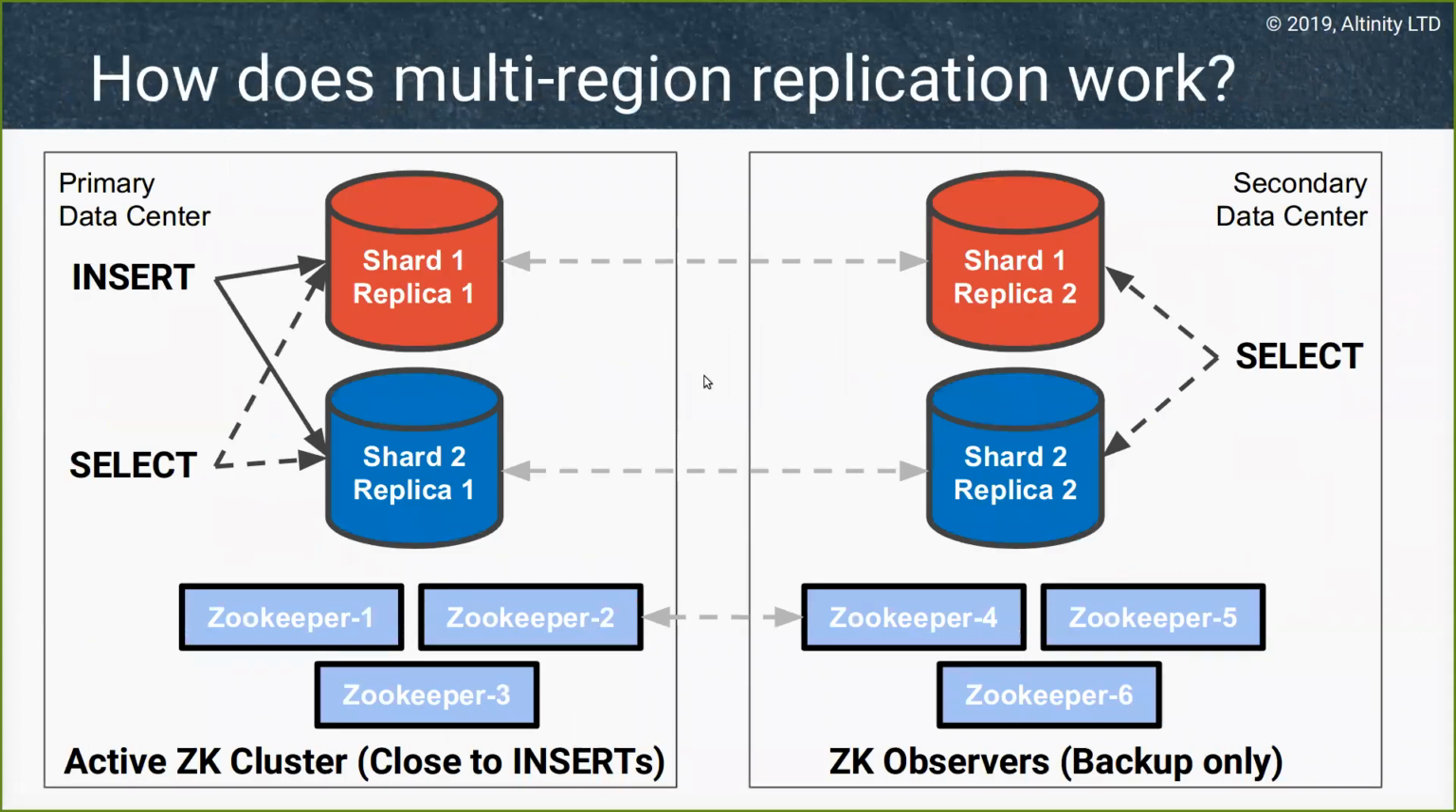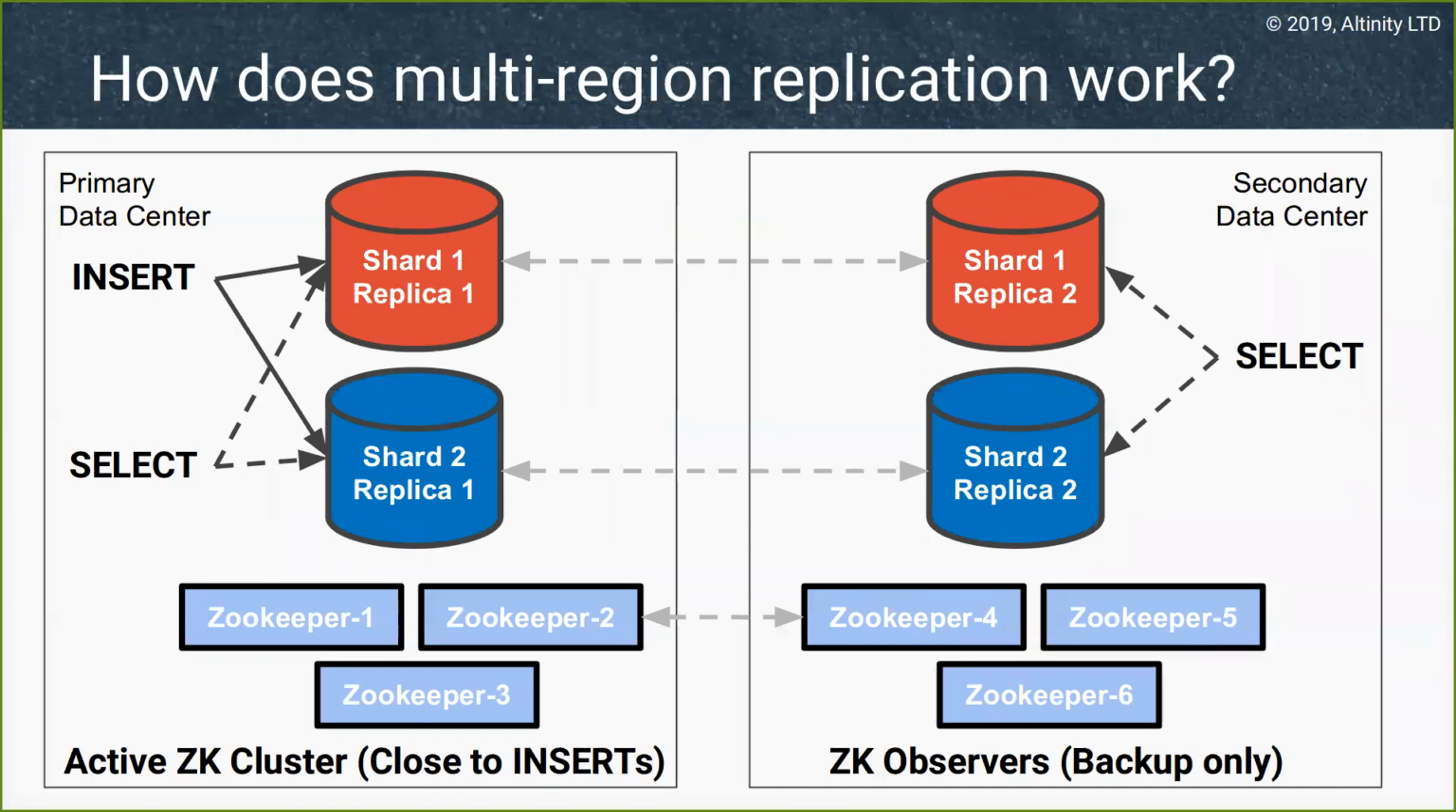A final question we get in terms of topologies is how does multi-region replication work? A lot of people do run across multiple data centers. There are various ways to do it, but a common way is to have, let's say, two data centers, which we'll call primary and secondary. We're going to have an active ZooKeeper ensemble, that is, three ZooKeepers making decisions about replication, in the primary data center, and we're also going to do all our inserts there.